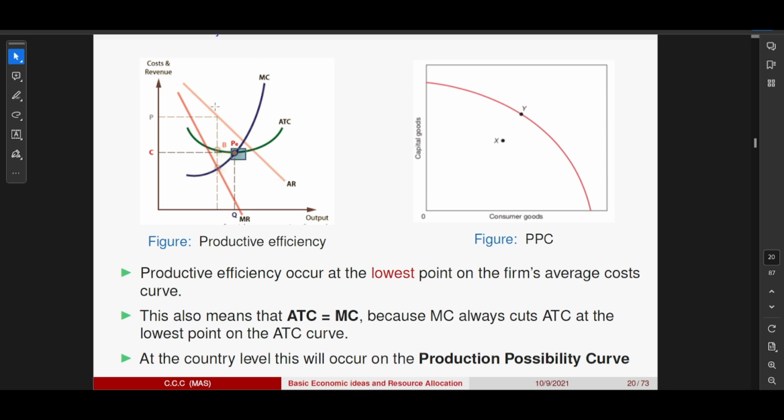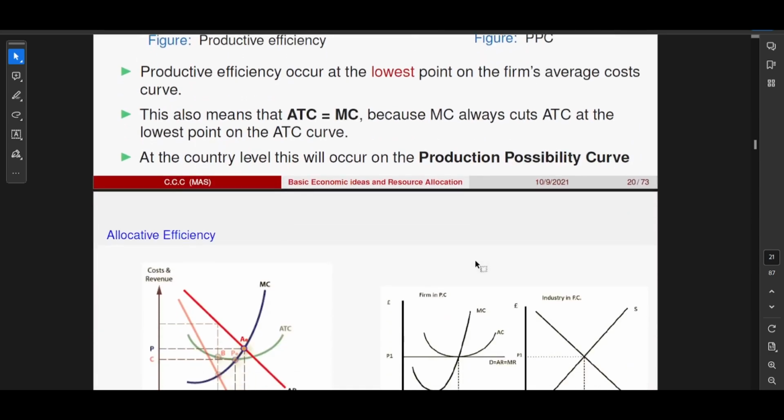Of course, a lot of things are not produced at the most efficient point, the productive efficient point, at the cheapest point, because the profit falls before it. So I'm going to stop there for today.